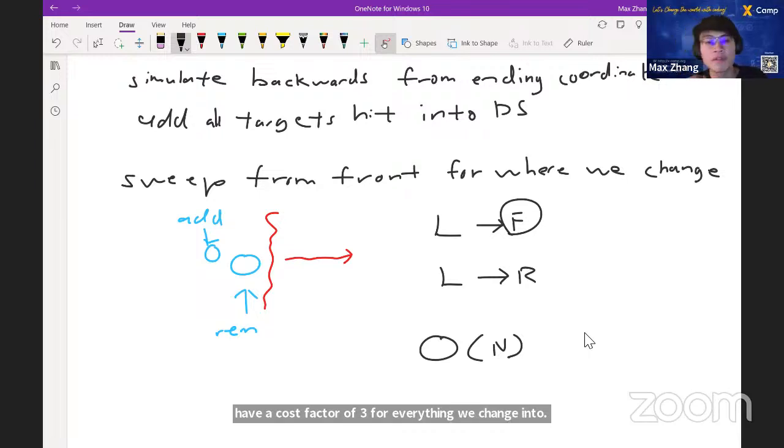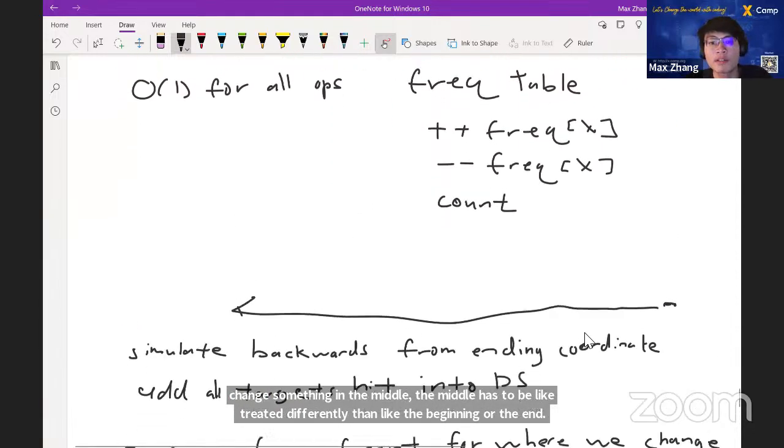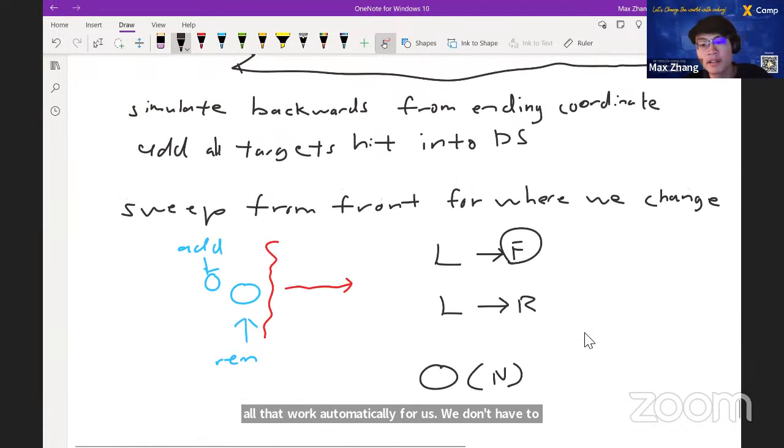The reason I present this solution is because I think the trickiest part of this problem was trying to get the distinct coordinate stuff correct. And you might have had issues where, if you pre-compute from a prefix or suffix and then you change something in the middle, it has to be treated differently than the beginning or the end. So this data structure gets rid of or does all that work automatically for us. So we don't have to worry about the details of what happens with that. And this works in O of n.